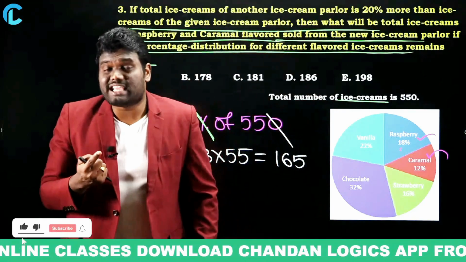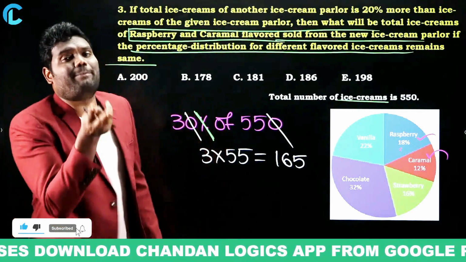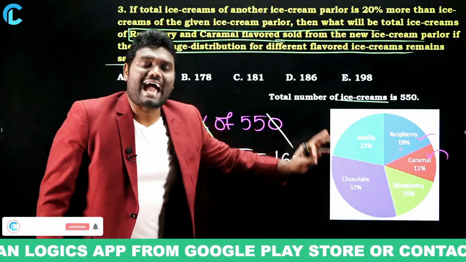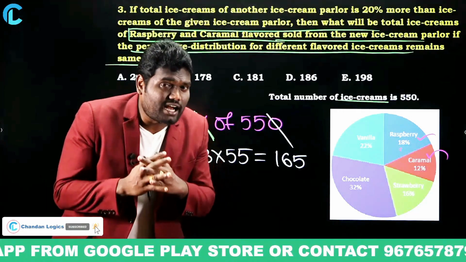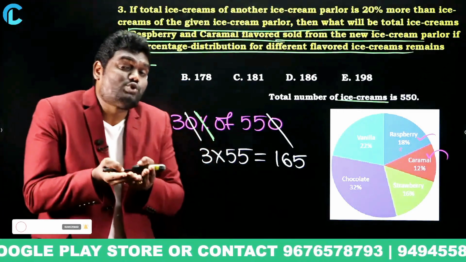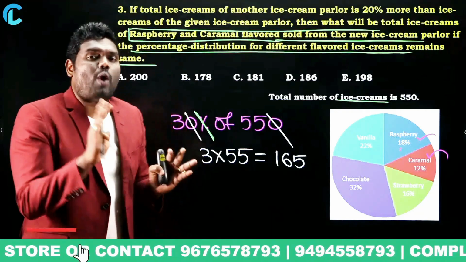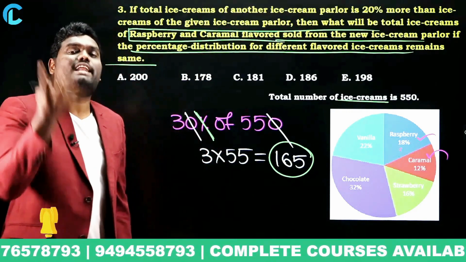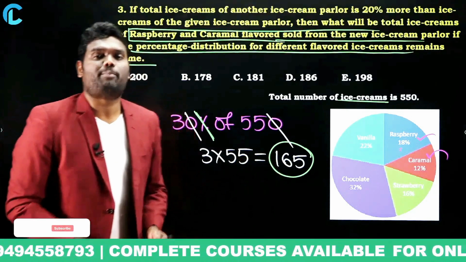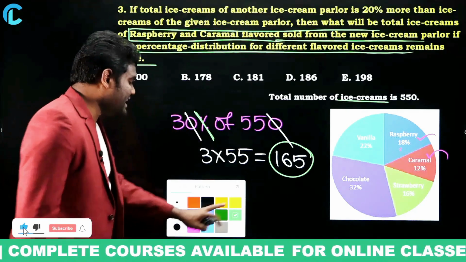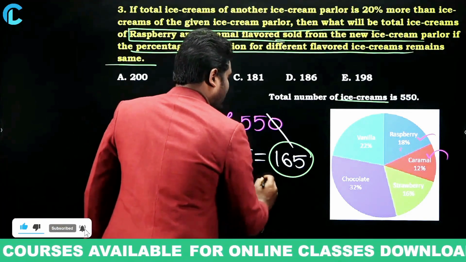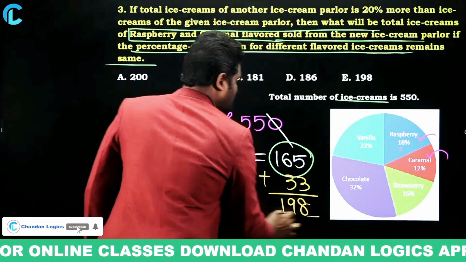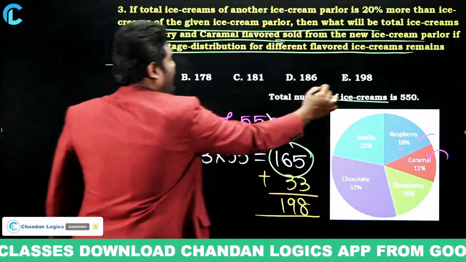But what is the question saying? The question is asking about the new ice cream parlor. What is the raspberry and caramel combination? And it is very clear that in the new ice cream parlor there is a 20% increment. So I am going to increase this value by 20%. 10% is 16.5, so 20% means 33. Now just add 33. So the answer will be 198. Just a fraction of seconds. 198 is going to be the answer.